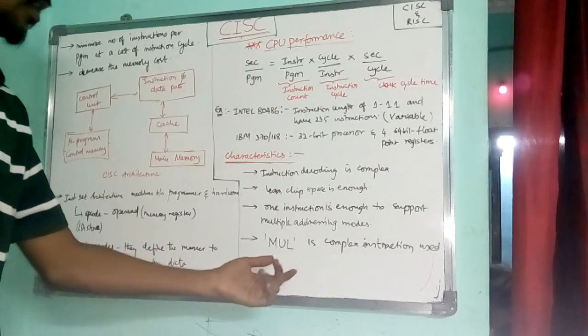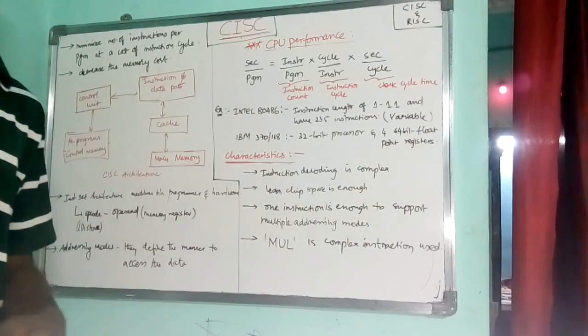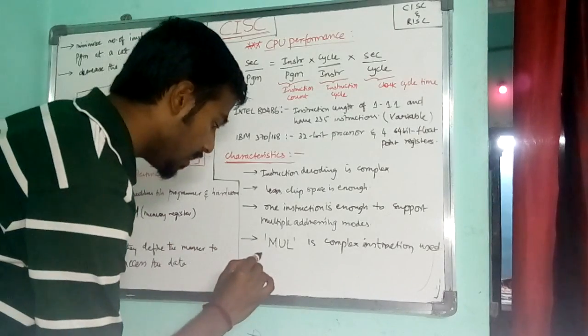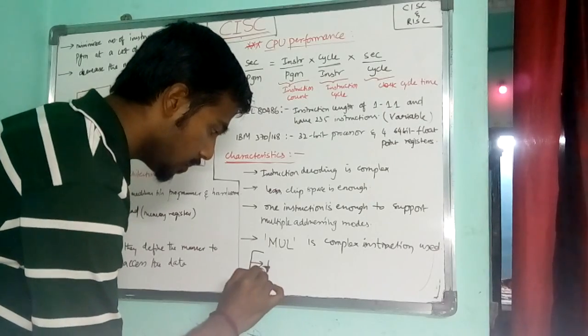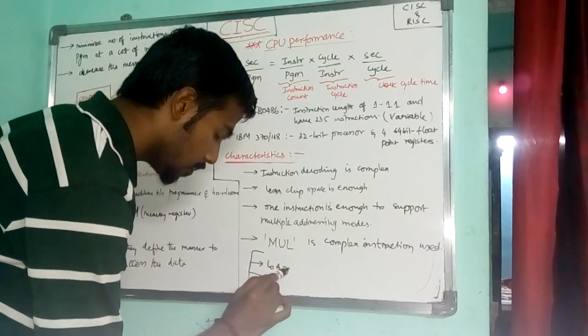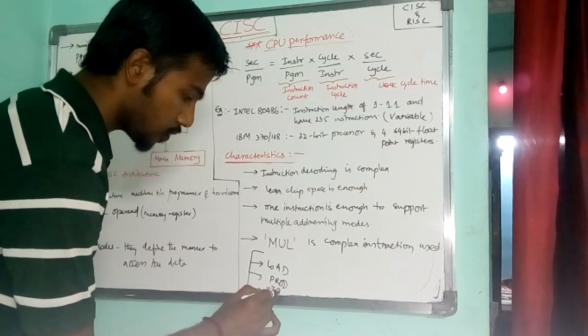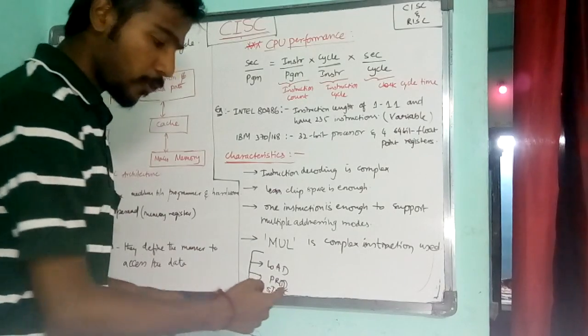The next thing is MUL, the complex instruction used here. This MUL has 3 instructions under it. MUL is categorized into 3 blocks: load, product, and store.